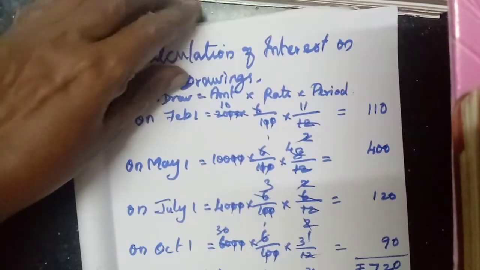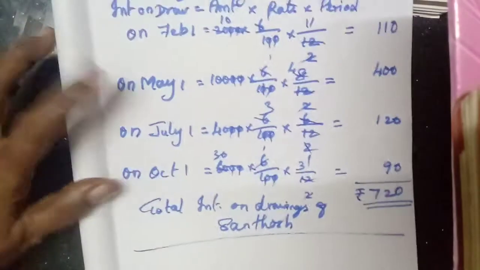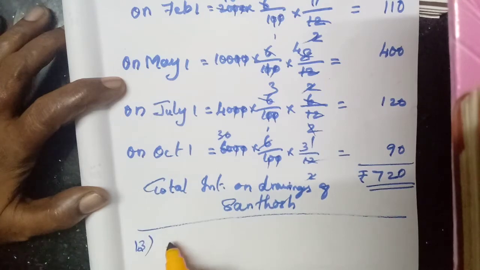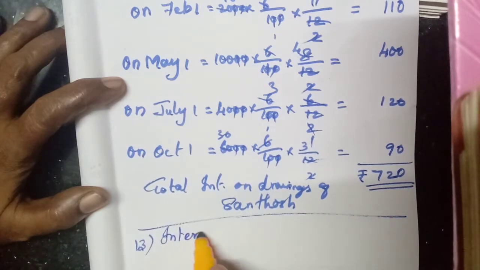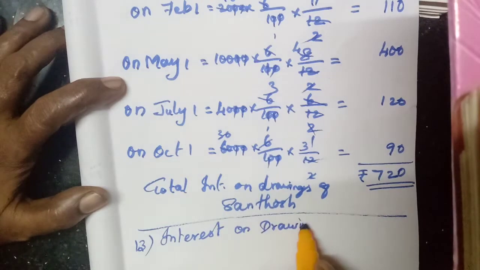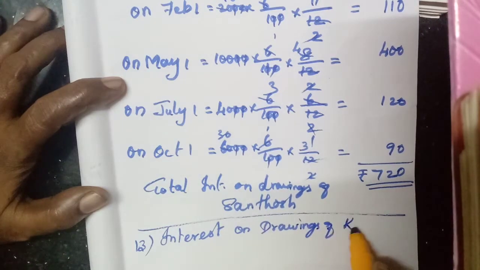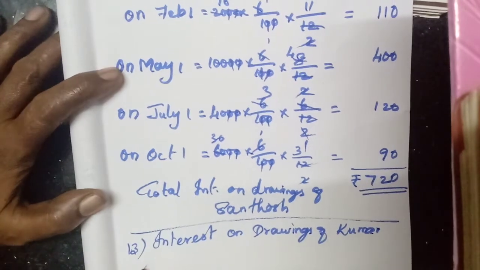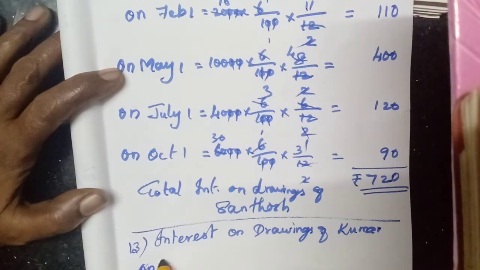We will do in a fresh page, then only we can easily add. Or we will do here itself. Okay, 4th date only. 13. Interest on drawings of Kumar. Okay, on March 1.